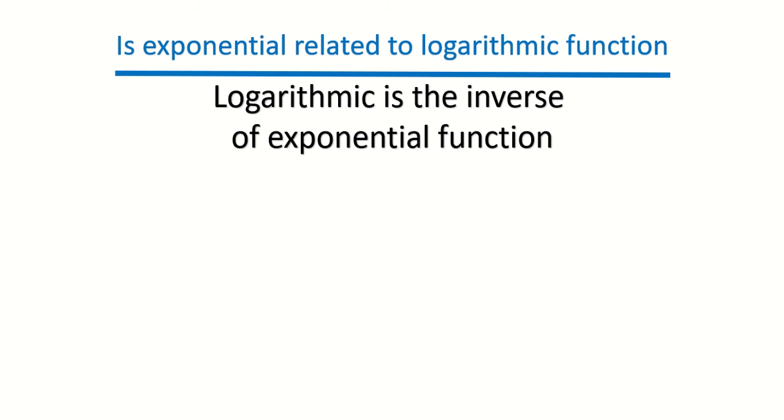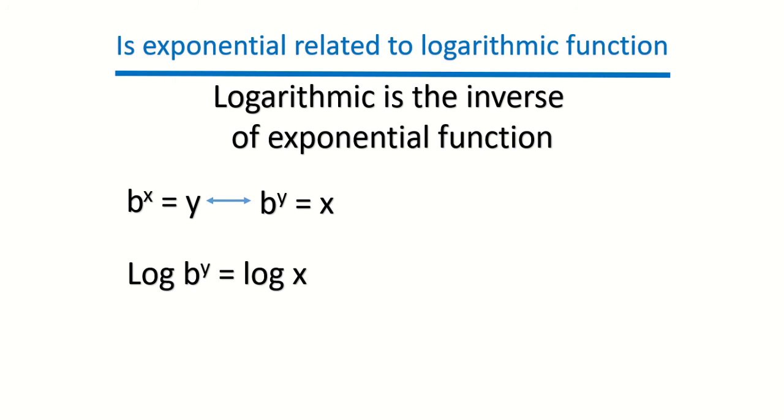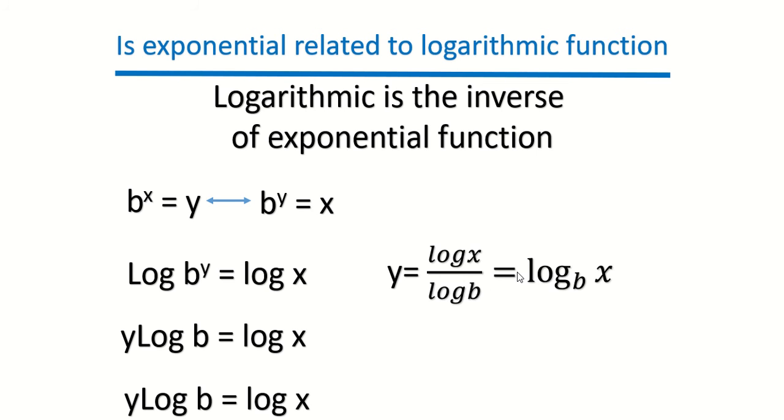To show you, we have here b to the x equals y. We let x equal y, and we get b to the y equals x. Taking log of both sides, I get log of b to the y equals log of x. And we know that y here is our exponent, so we can set this as our numerical coefficient. We divide by log b, and we get y equals log of x over log b, which, by the change-of-base property with the same base, becomes log of x base b.